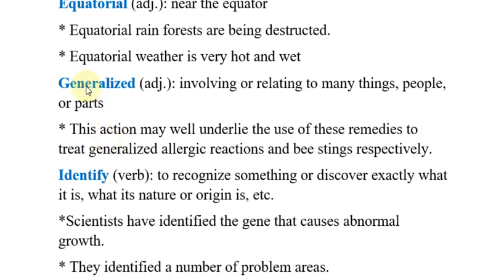Generalized. Generalized, involving or relating to many things, people, or parts. An example, this action may well underlie the use of these remedies to treat generalized allergic reactions and bee stings, respectively.